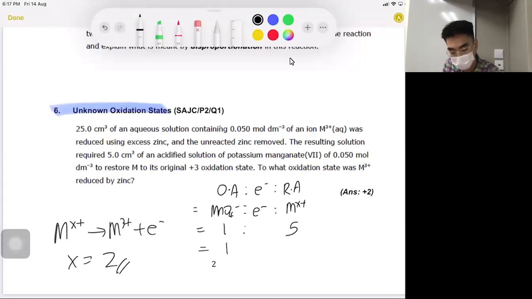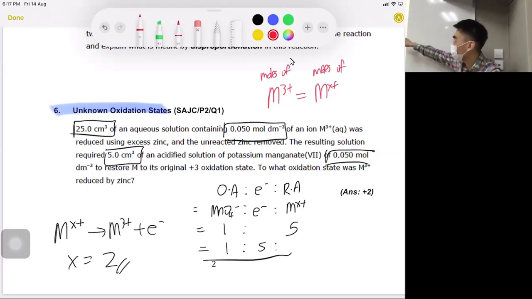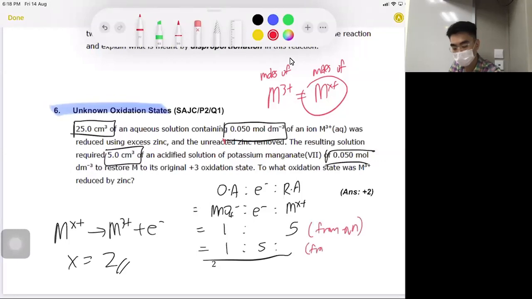Right? Yeah. How do you know the first ratio, 1:5? The 1:5 is from these moles. But there was something that I didn't mention. It's actually all along that the moles of M3 plus is equal to the moles of MX plus, because it's conserved. Right? So yes, even though it reduces and oxidizes, the moles of M3 plus is the same as the moles of MX plus. That's something I didn't mention. Okay. So this is from the question. This is from the data booklet.